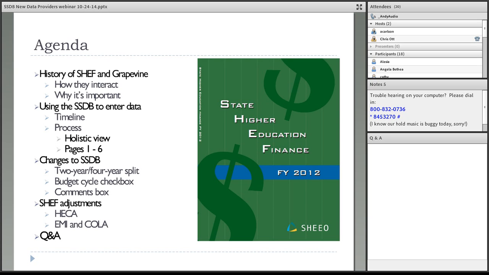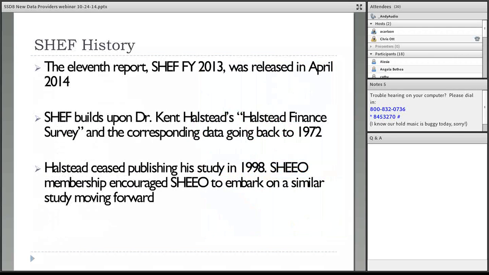So we'll jump right in. A little bit of history. The 11th SHEF report was released last April. It was for fiscal year 2013.